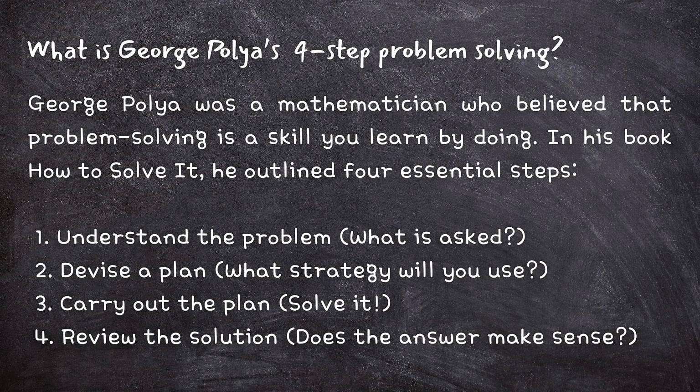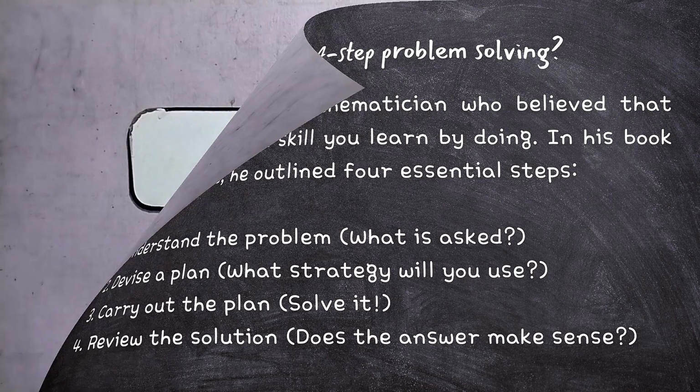George Polya was a mathematician who believed that problem solving is a skill you learn by doing. In his book How to Solve It, he outlined four essential steps. The first one is understand the problem. What is asked? Second one is devise a plan. What strategy will you use? Third is carry out the plan. Solve it. And lastly, review the solution. Does the answer make sense?